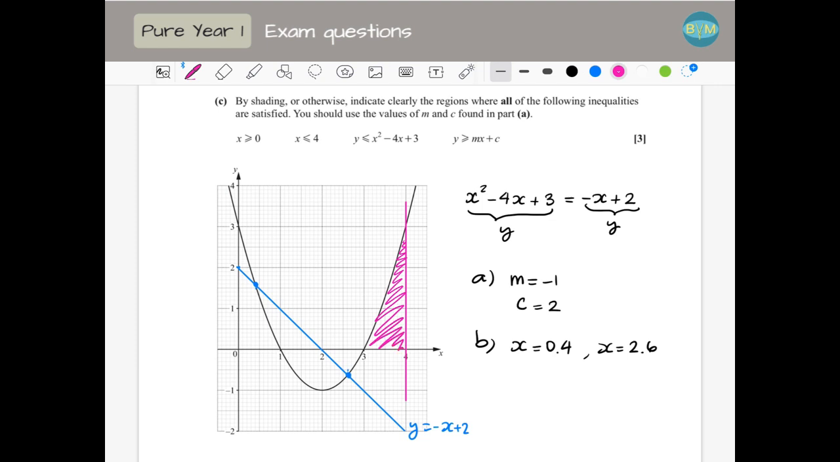And then I have another area somewhere here, because it's left of the vertical line, to the right of the y-axis, and it must be below the quadratic but above the line. So it's not here, but here, because it must be above the blue line. So this is the area here. And that's all for this exam question.